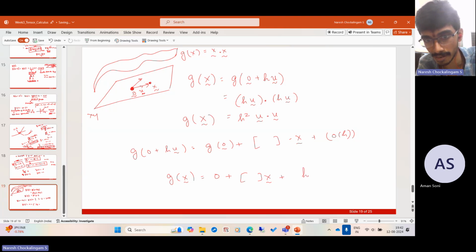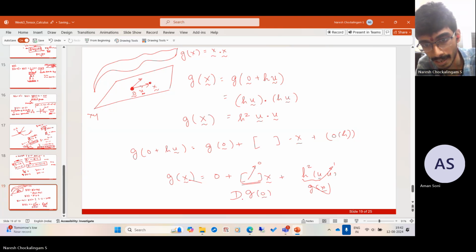So plus you can have h square u dot u, which is just 1. So note that there is no h term. There's no term of the order h, which means this coefficient is actually 0. This is basically g of x, right? So these two cancel out. And you get this term, which is actually the directional derivative of g at the point 0 in the direction u, is actually 0.